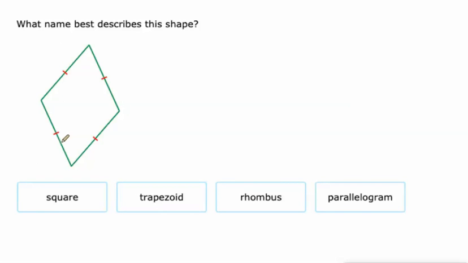Okay, although this does have four equal sides, it does not have four right angles. So it can't be a square. It has two sets of parallel sides, so we wouldn't call that a trapezoid. That would be a parallelogram. This is a parallelogram, but it's a special kind of parallelogram where all four sides are congruent, and we call that a rhombus. So even though it is a parallelogram, when they say best describes it, rhombus is more specific than parallelogram.